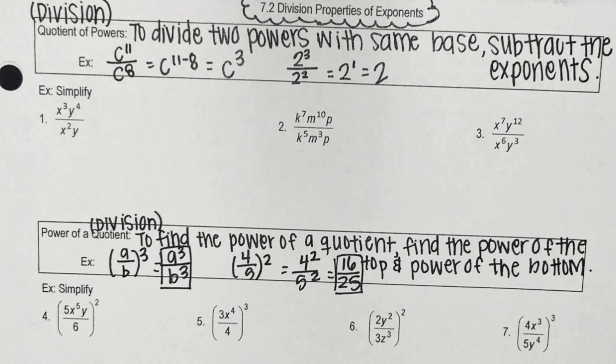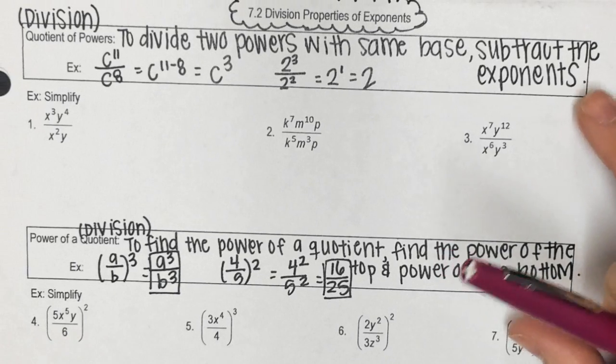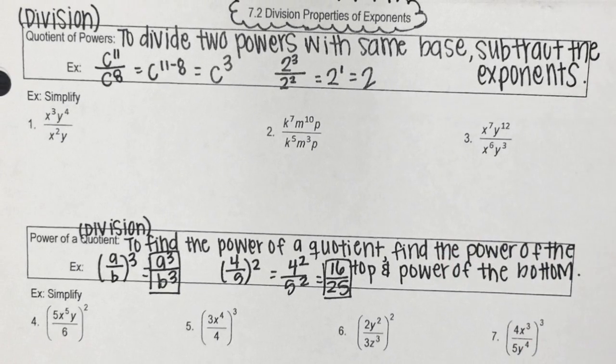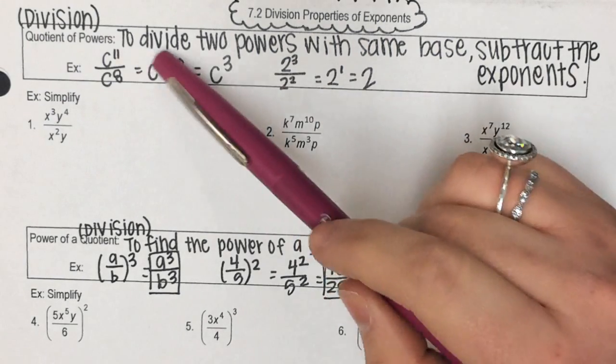Alright guys, today we're going to start talking about our division properties of exponents. The first half of the week we did our multiplication properties. So today we're going to start division. Okay, so the first box, we're talking about quotient of powers. Let's read this first sentence.